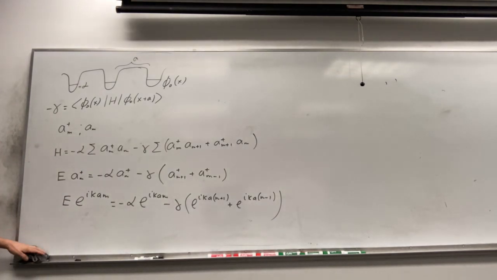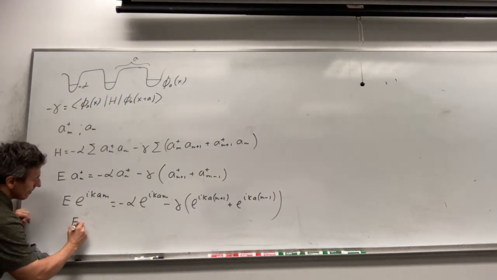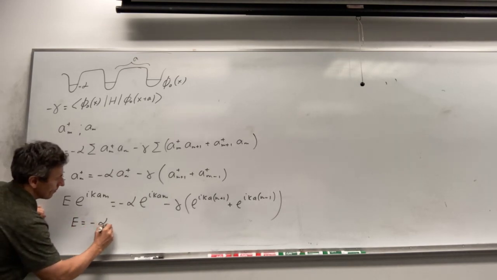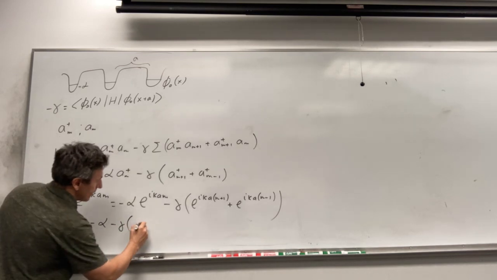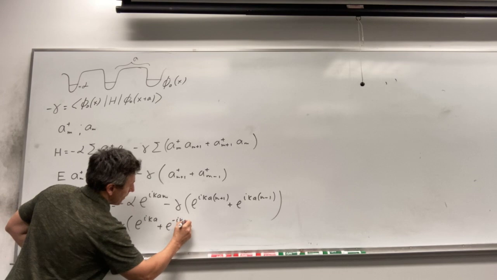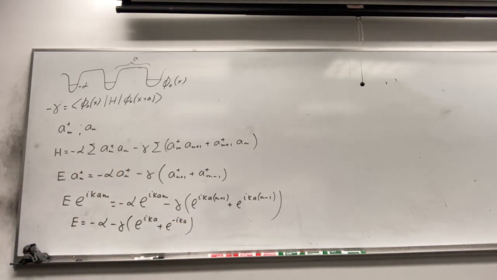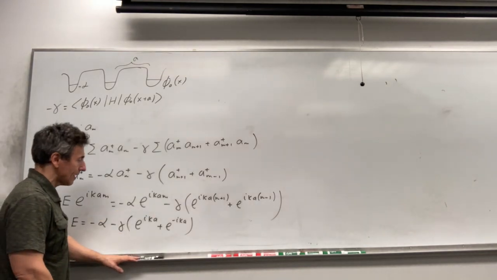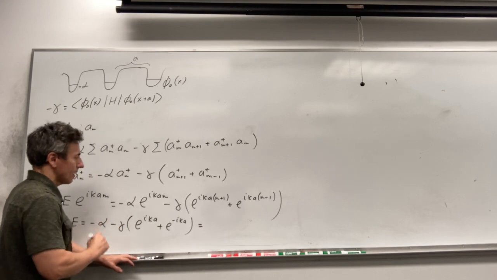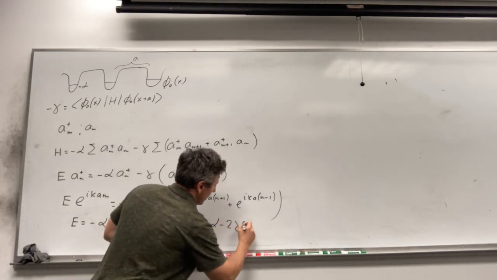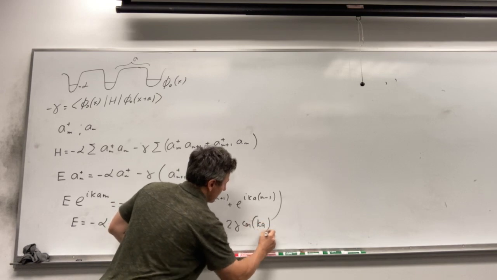And from this equation finally we derive the energy spectrum. So it will be negative alpha minus gamma, exponent i k a plus exponent negative i k a. So now you can see that this energy depends on parameter k, so we can add these exponents and produce twice cosine ka. And this will give you the energy spectrum of the tight binding model: minus alpha minus twice gamma cosine ka.